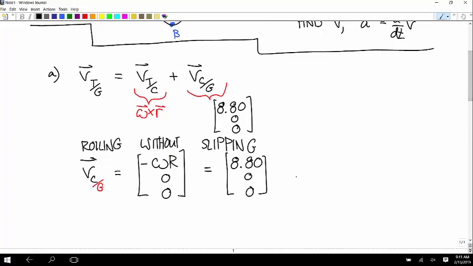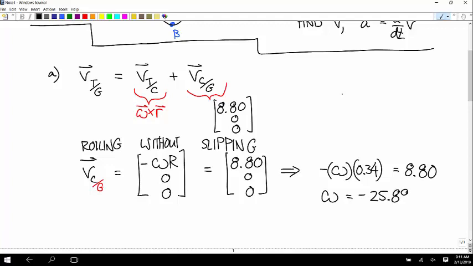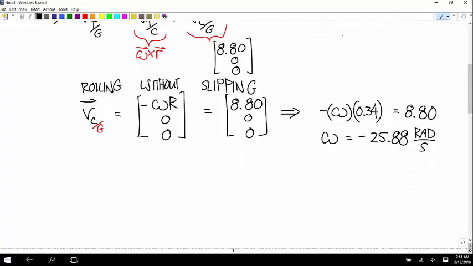And so negative omega times the radius of the wheel, 0.34, is equal to 8.8. And so omega is equal to what's 8.8 divided by 0.34? 25.88 radians per second. Okay, so our omega vector is 0, 0, negative 25.88 in SI units.